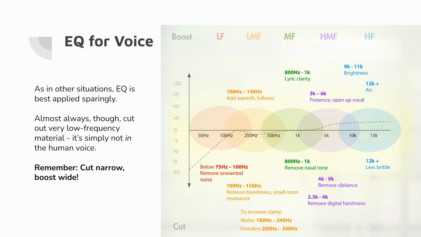EQ is best applied sparingly. We don't want to go wild, generally. But almost always, something we'll do on most sources is to cut out the very, very low frequency stuff. I think I mentioned last time that your microphone might have a switch that does this already. If we're talking below about 100 hertz, 100 cycles per second, there's not much in the human voice that's interesting there.